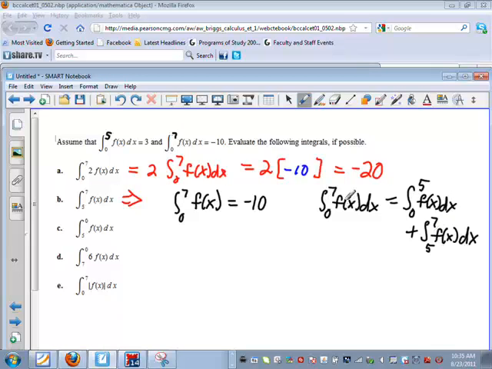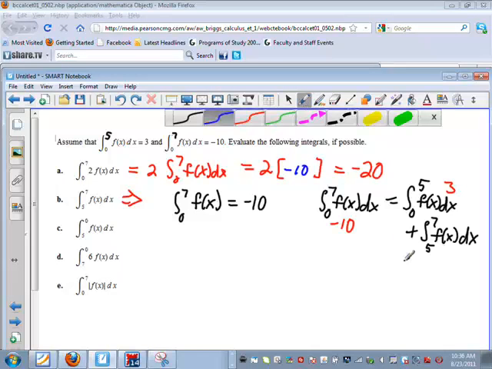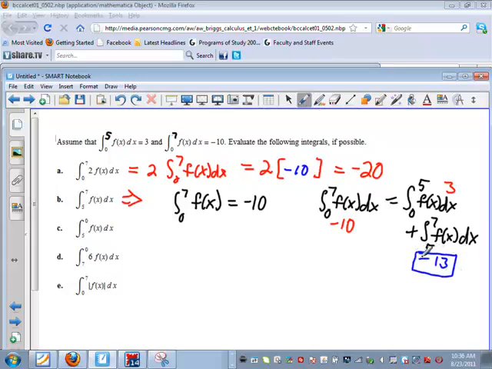So this is given to be negative 10. Classic thing we're doing, using what we know to figure out what we don't know. This was given to be 3, and therefore this is negative 13 for sure. The next one, the integral from 5 to 0 is just the negative of that, so that's negative 3 for sure.